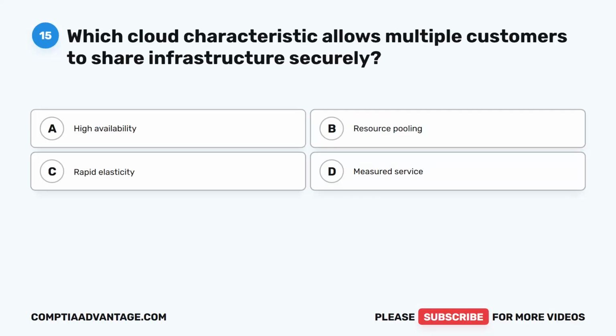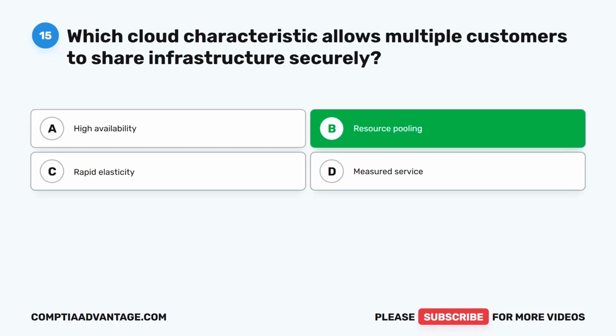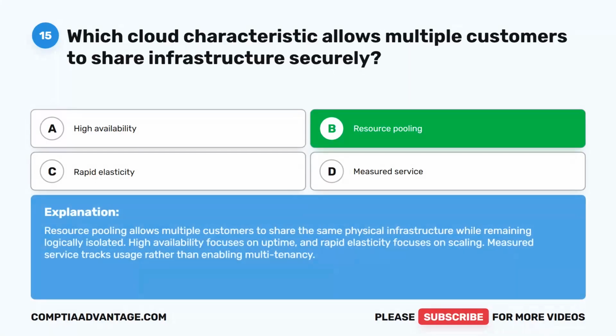Question 15. Which cloud characteristic allows multiple customers to share infrastructure securely? A. High availability. B. Resource pooling. C. Rapid elasticity. D. Measured service. The correct answer is B. Resource pooling. Resource pooling allows multiple customers to share the same physical infrastructure while remaining logically isolated.